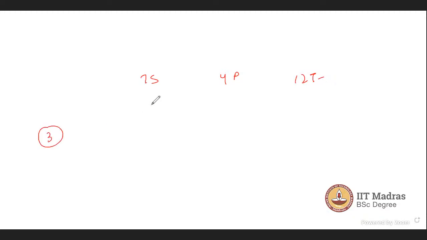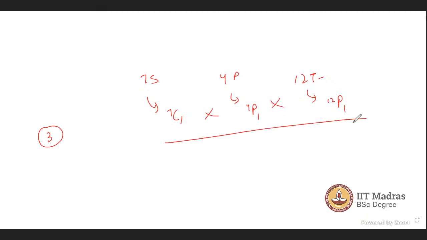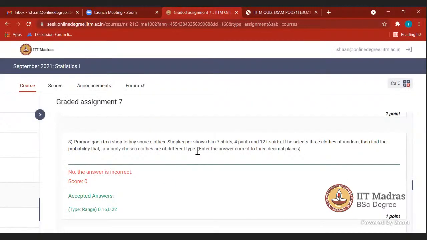I'm selecting only 3, so I can do 7C1, 4C1, 12C1. This is my favorable cases. The total number of cases: total clothes are 7 plus 4 plus 12, which is 23. I have to select 3 out of 23. This is the answer. Yes, they are of different types. Question number 11 as well.